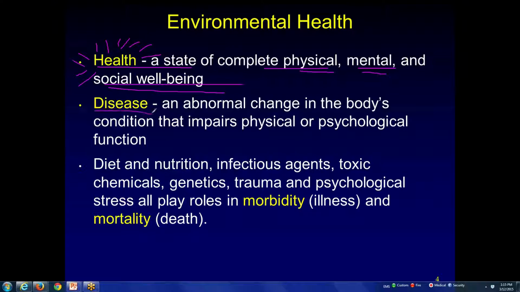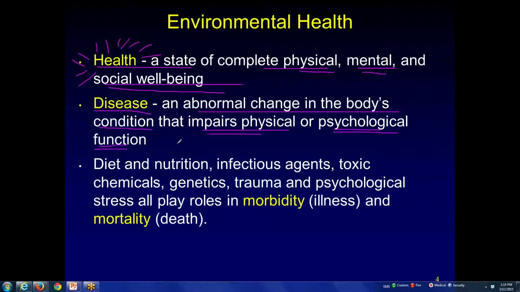Along with the word health, let's look at what disease would be. So if we don't have health, then there could be some type of illness or a disease, an abnormal change in the body's condition that impairs either physical or psychological function. So if you had knee problems and you had developed some type of, say, tendinitis in the knee, that could be considered a disease. It does change the body's condition and impairs your physical function. When you have tendinitis, it's very painful. Or it could be psychological as well.